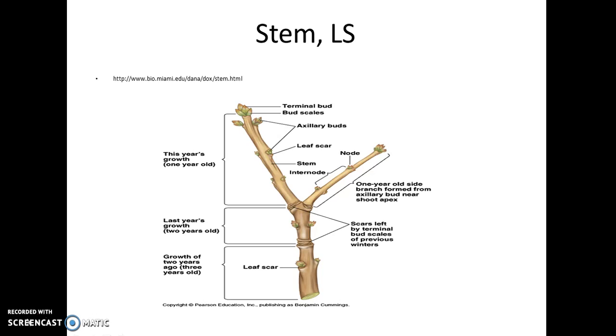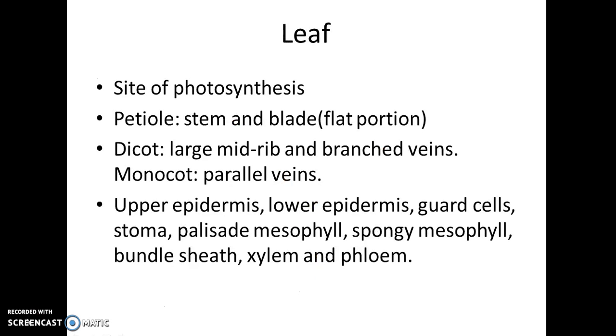So a leaf is the site of photosynthesis. The petiole is the stem, and the blade is the flat portion of the leaf. The dicot usually has a large midrib and branched veins from that midrib, while monocots have parallel leaf veins.